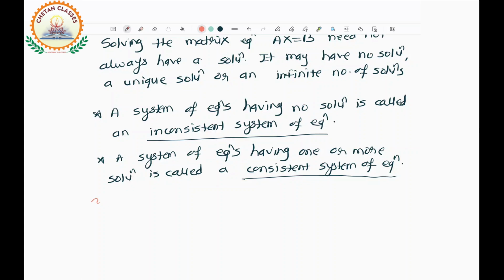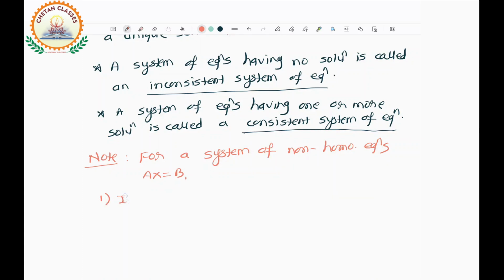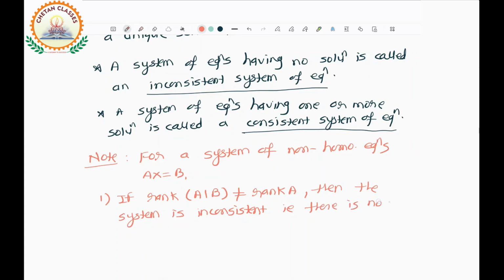So here note, for a system of non-homogeneous equations AX is equal to B, first, if rank of augmented matrix is not equal to rank A, then the system is inconsistent. That is, there is no solution.